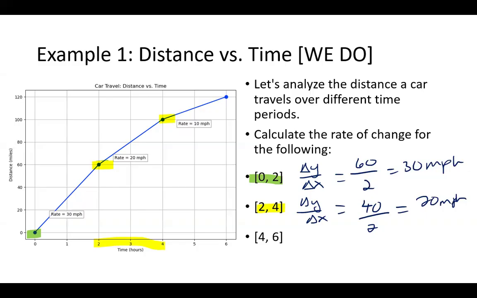Okay. And then our last one was from 4 to 6. So from 4 to 6, we're using this point, and we're analyzing how did it change. So your change in y over change in x: my change in y, I went from 100 to 120, which is 20. And then my change in my x is from 4 to 6, which is 2, which puts us at 10 miles per hour. Yes? So we got this.